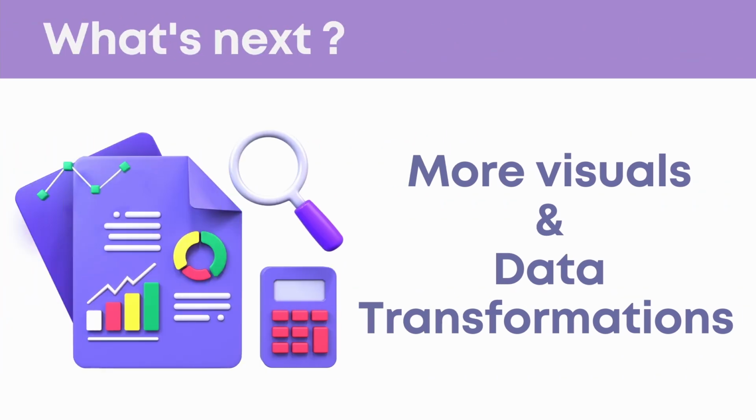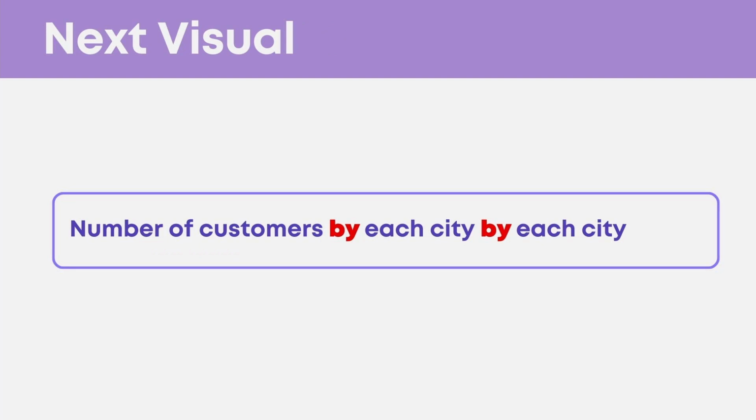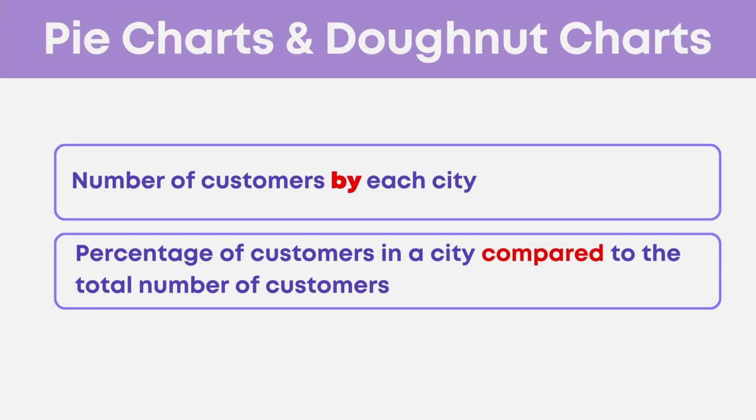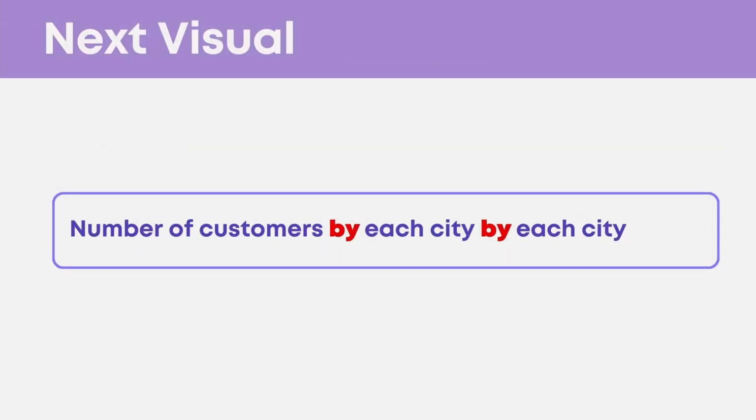In this section, we will build a few more visuals and learn how to transform data to gain better insights. So let's start with a cool visual to display the number of customers we have by each city and by customer segment. If you remember, in the earlier visuals, we dealt with only two variables. For example, number of customers by city. So the two variables are the number of customers and the city. This time, we have three variables. We have the number of customers and the city, but we also have the customer segment.